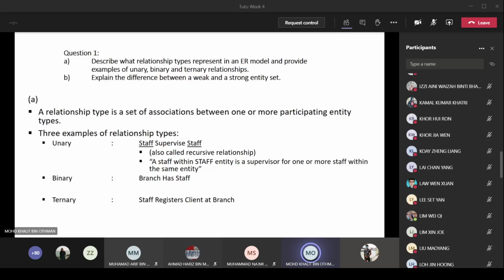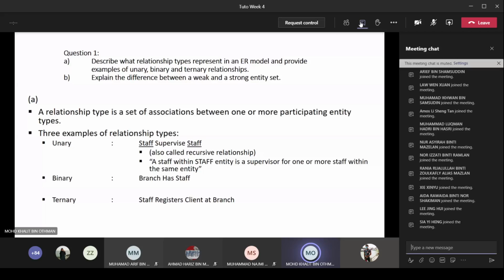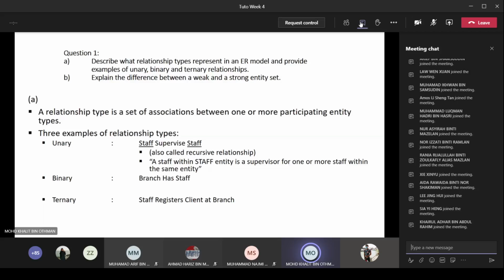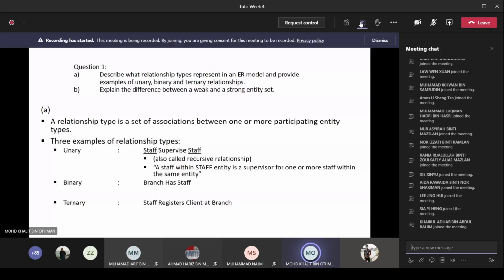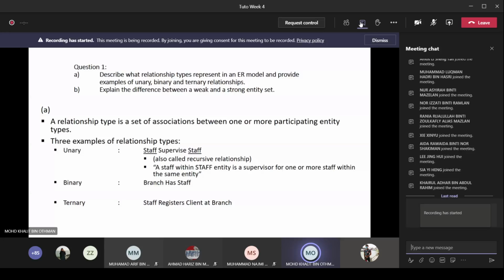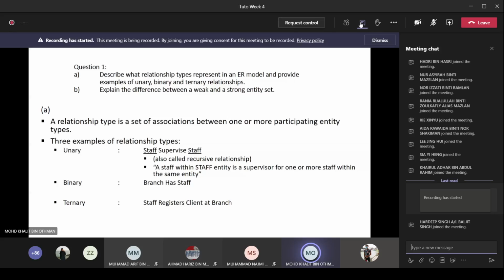Based on this, you can see that a relationship is an association between entities that operates in both directions. A relationship type is a set of associations between one or more participating entity types. We have unary relationship, which is a relationship between the same entity, and we also have binary relationship between two entities, and then we also have ternary relationship, which is a relationship between three entities.